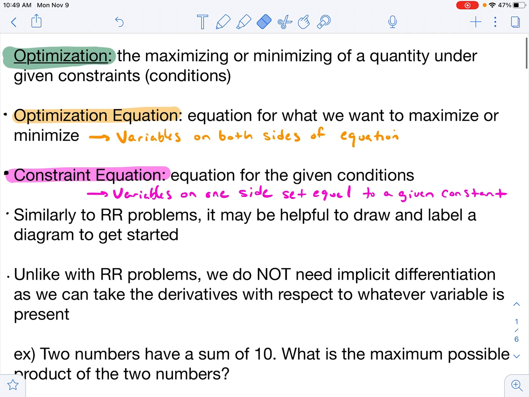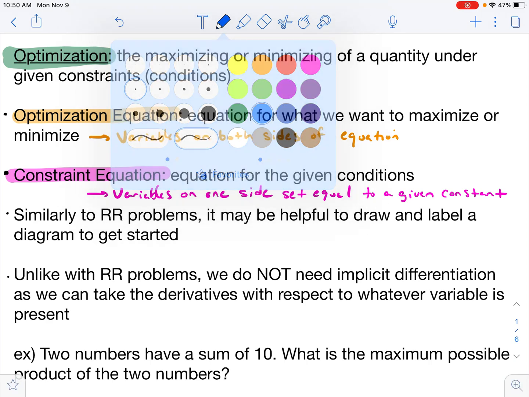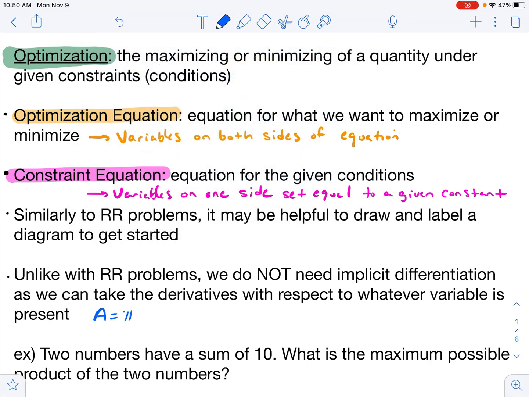Unlike with related rates problems, we are not doing implicit differentiation here. We're going to be able to take derivatives with respect to whatever variable it is that's present in the problem. So for example, if I had area equals pi r squared and I was talking related rates, taking the derivative with respect to t is implicit differentiation. We get dA over dt equals 2 pi r times dr over dt.